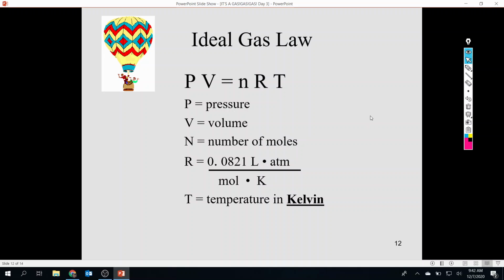And there we have just the formula again with the reminder of what everything stands for: P for pressure, V for volume, n for number of moles. That should actually be lowercase. R is always 0.0821, and T, temperature in Kelvin.